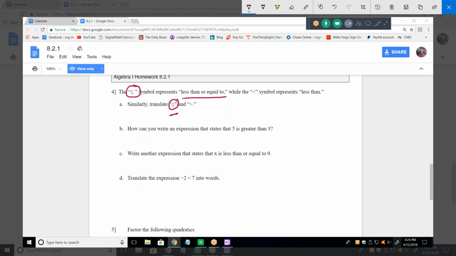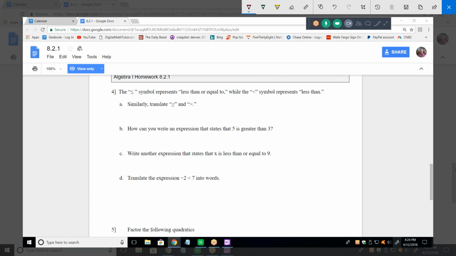What do you suppose this one means? Greater than or equal to. Got it. If this one means less than, then what does this one mean? Greater than. You got it. It's that simple.